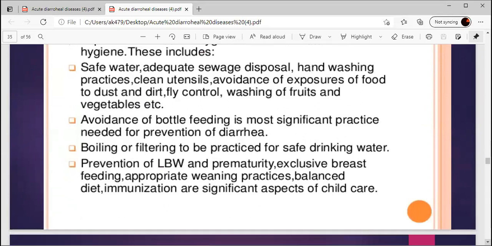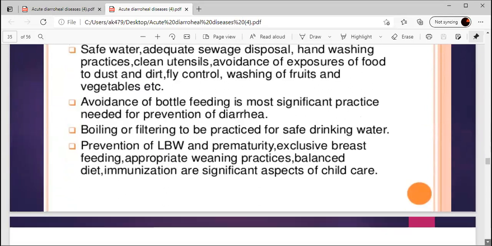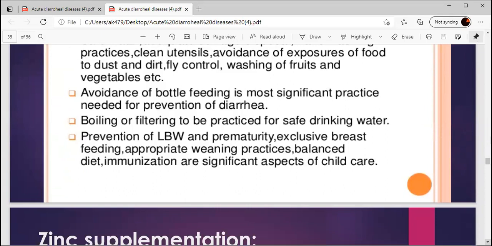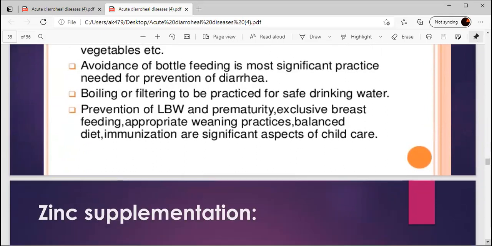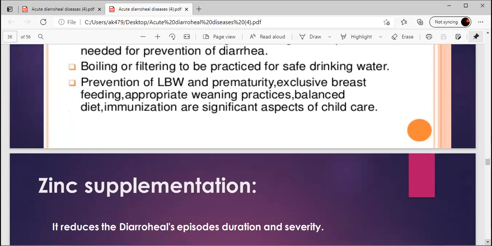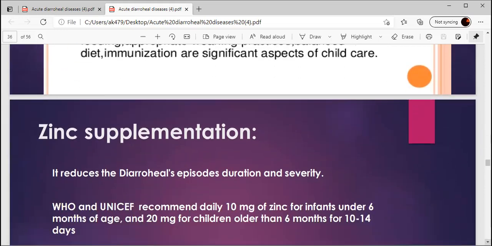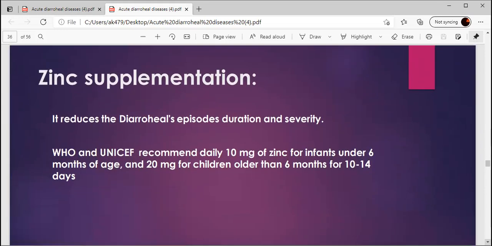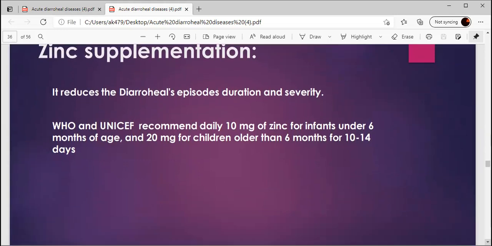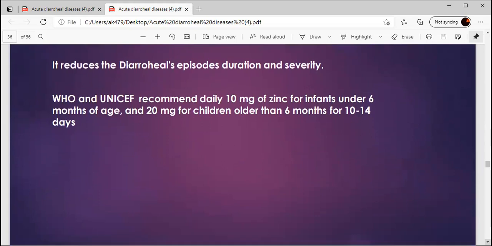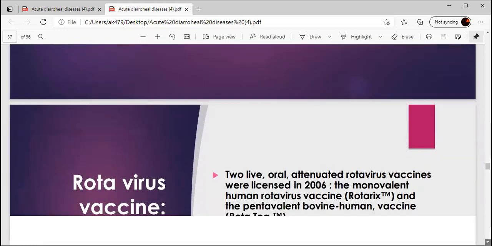Avoidance of bottle feeding is the most significant practice needed for the prevention of diarrhea. Boiling or filtering should be practiced for safe drinking water. Prevention of low birth weight and prematurity, exclusive breastfeeding, appropriate weaning practices, balanced diet, and immunization are significant aspects of childcare. Zinc supplementation. It reduces the diarrheal episodes, duration, and severity. WHO and UNICEF recommend a daily 10 milligrams of zinc for infants under 6 months of age and 20 milligrams for children older than 6 months for 10 to 14 days.